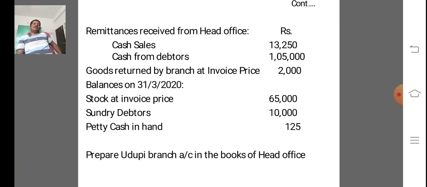Remittance received from head office, cash sales 13,250, cash from debtors 1,05,000, goods returned by branch at invoice price 2,000. Balances on 31/3/2020: stock at invoice price 65,000, sundry debtors 10,000 and petty cash in hand 125. The question is, prepare Udupi branch account in the books of head office.